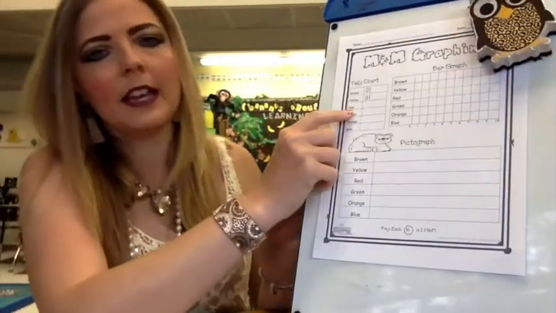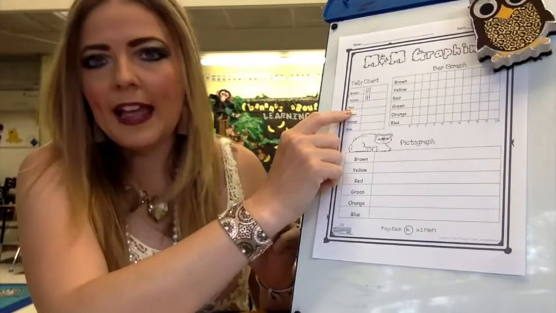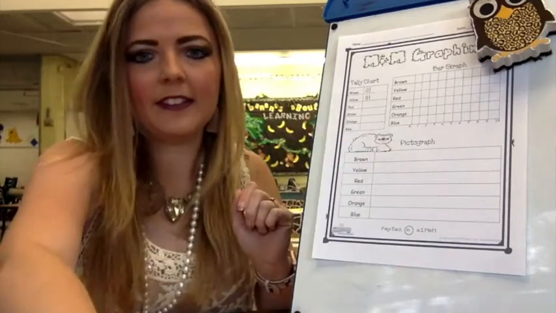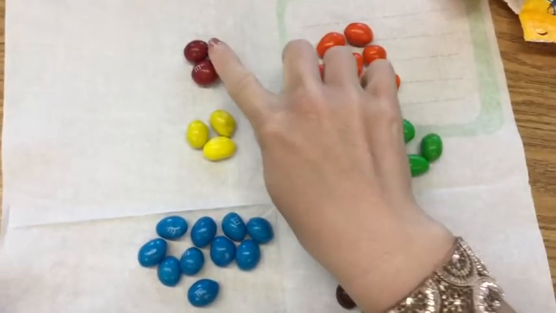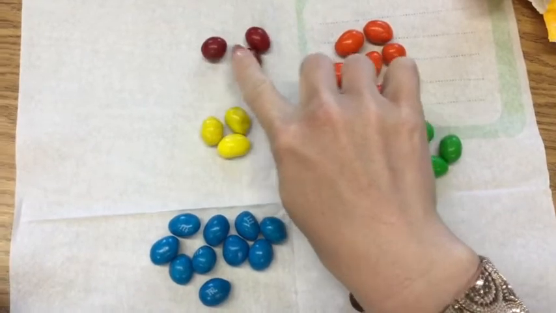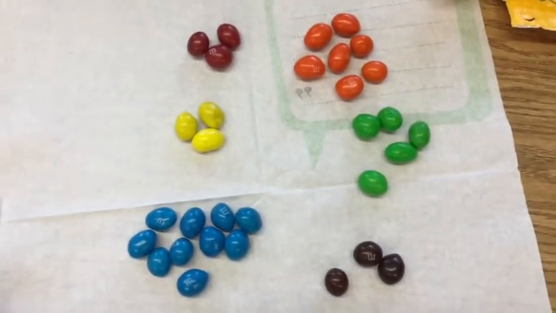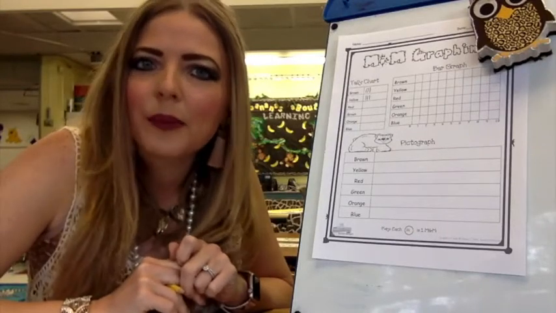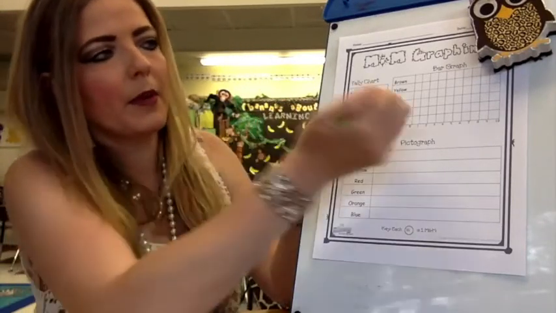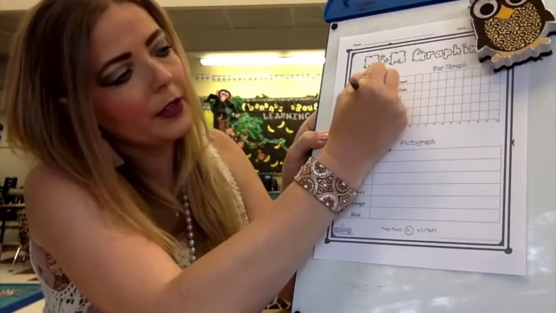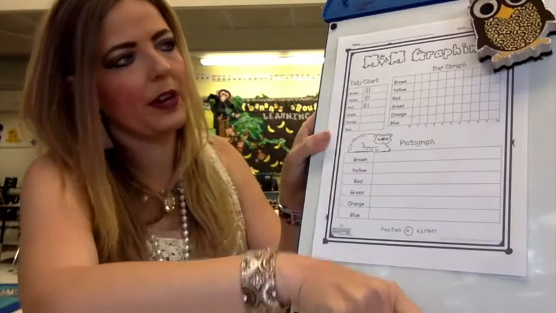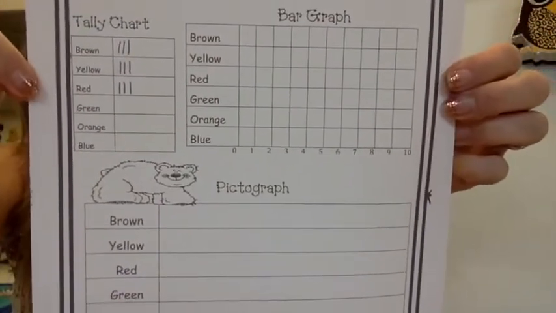Okay, so look at the next word. It says red. So now we are going to count how many red M&Ms we have. Okay, count the red M&Ms with me. Ready? 1, 2, 3. We have 3 red M&Ms. Okay guys, so since we have 3 red M&Ms, we are going to come over on our tally chart, and we are going to put 3 tallies. 1, 2, 3. So now our tally chart looks like this.